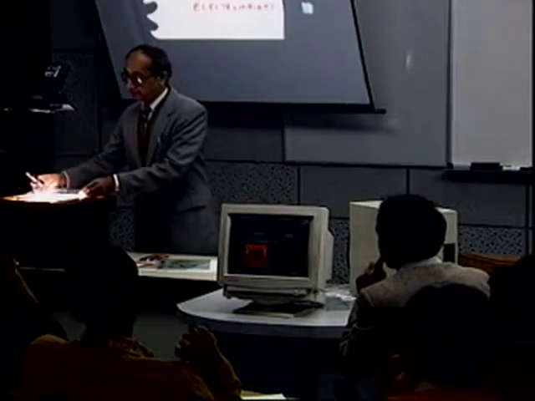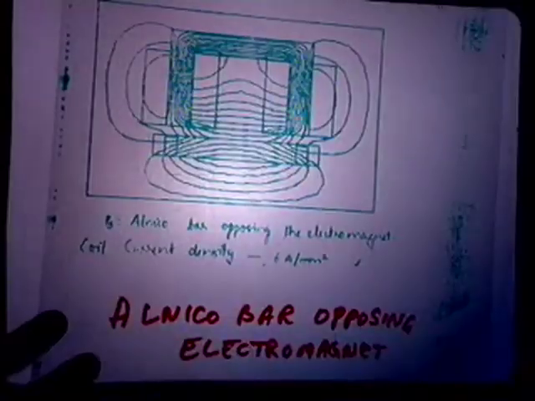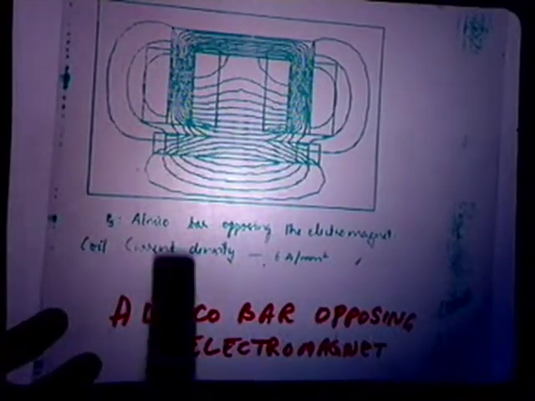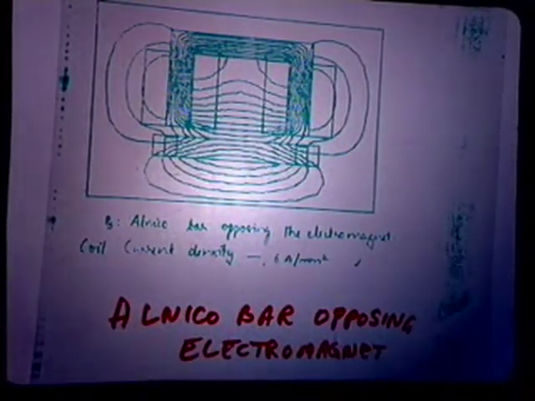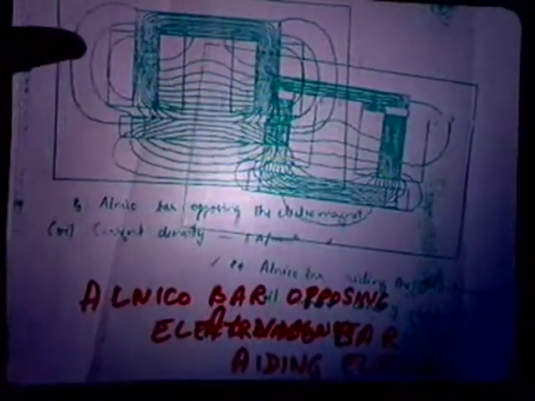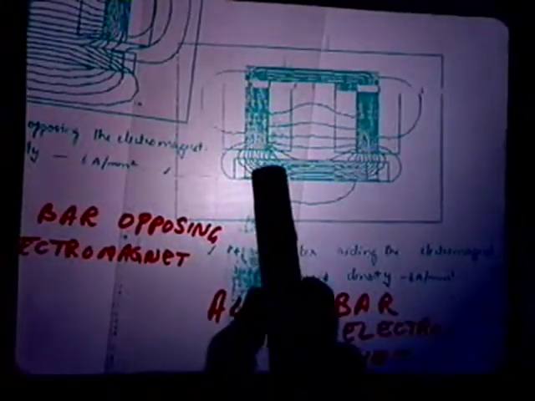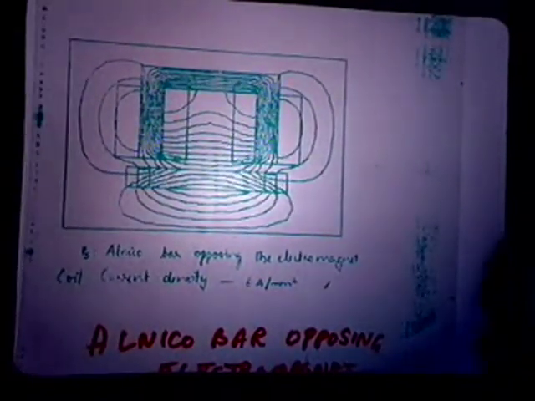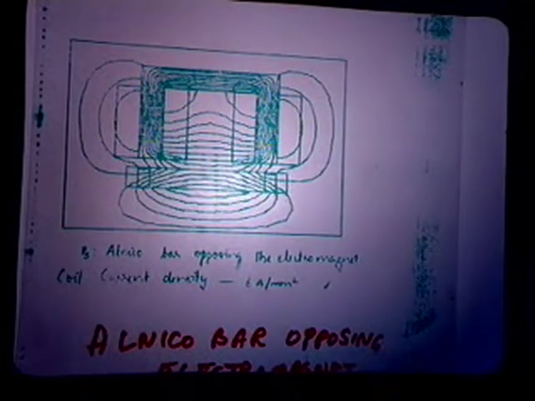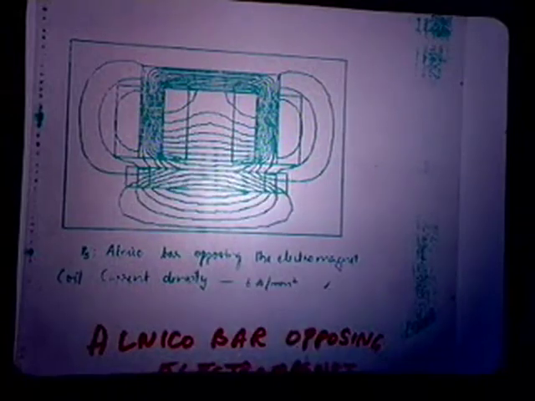Then we have another, which is the Alnico bar opposing the electromagnet. If it is magnetized in the opposite direction, you will see that the overall flux will be small compared to the situation where it is aiding. See, this is aiding, there is more flux because this is polarized in this fashion, and this is when it is opposing. This is just to give you an illustration of how the actual flux pattern will change depending upon the magnetic circuit, both with mild steel bar and the Alnico bar.